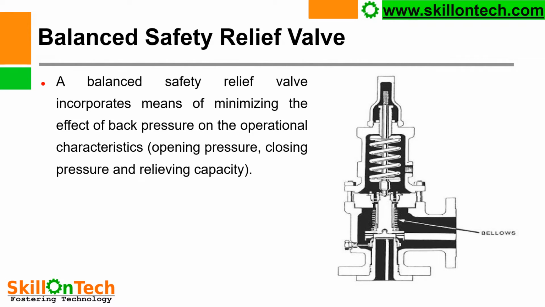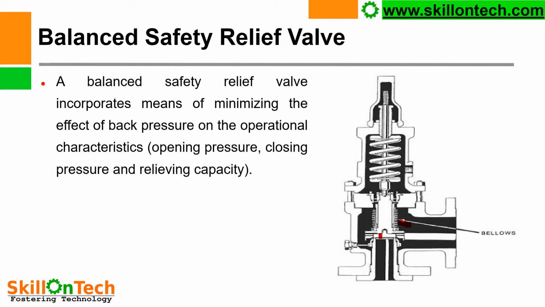opening or popping action. In this picture you can see one bellows is provided here. This bellows will cover the disk of the safety valve inside of it. It will mitigate the effect of back pressure up to a certain level. These valves are generally not affected unless the back pressure exceeds 30 or 35% of set pressure.